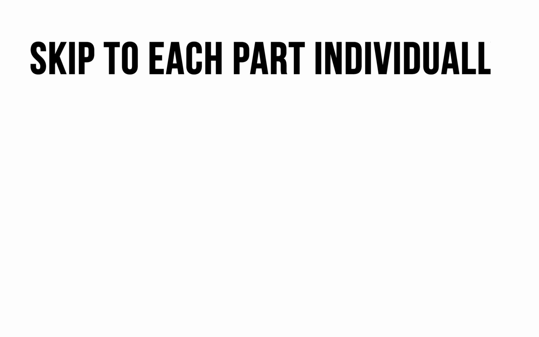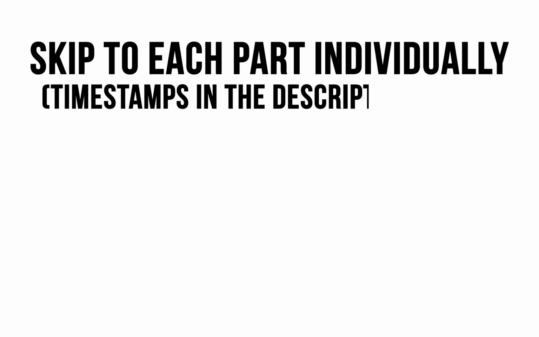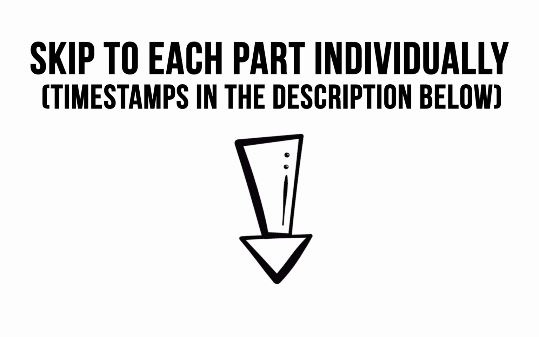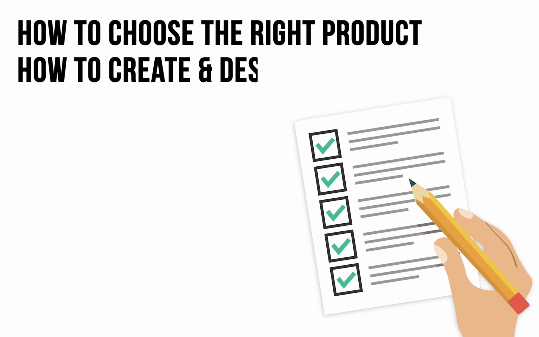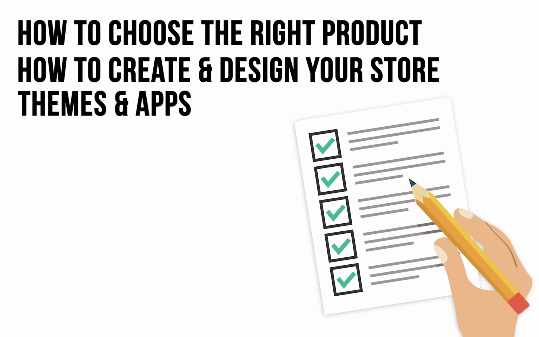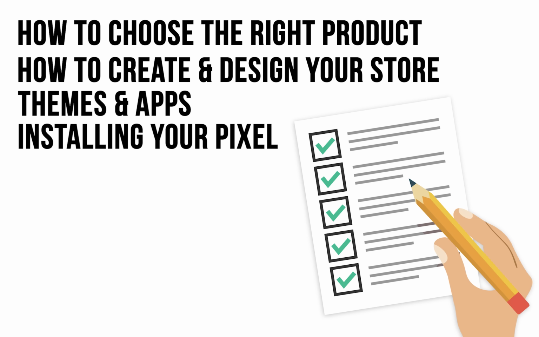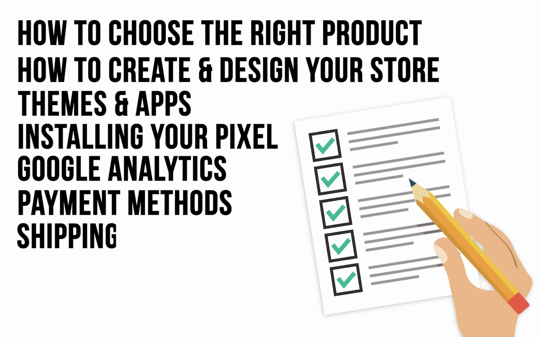Now in this video, it's going to be a complete tutorial, and I'm going to make it so you can skip to each part individually. I'm going to put a timestamp below in the description of every single different part. We're going to go over how to choose the right products. We're going to go over how to create and design your store, the themes, the apps, all the technical stuff, installing your Pixel, Google Analytics, your payment methods, your shipping zones.